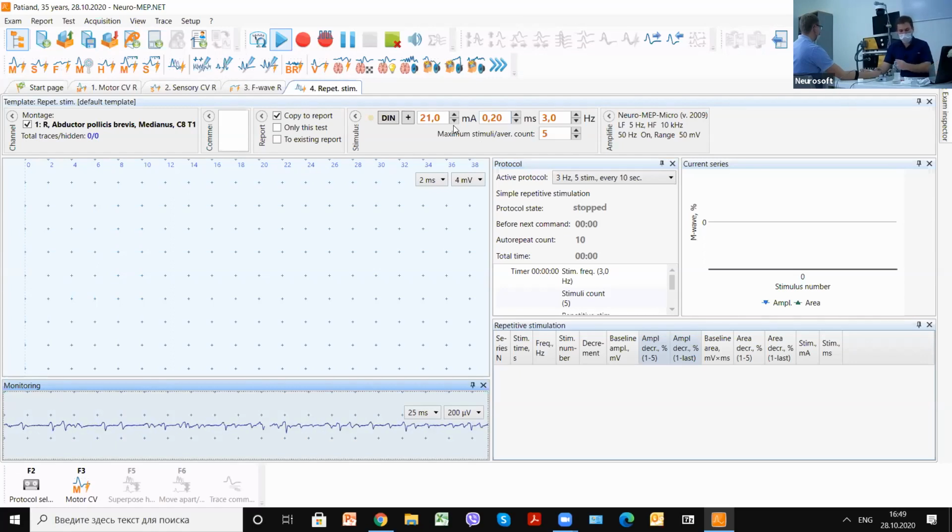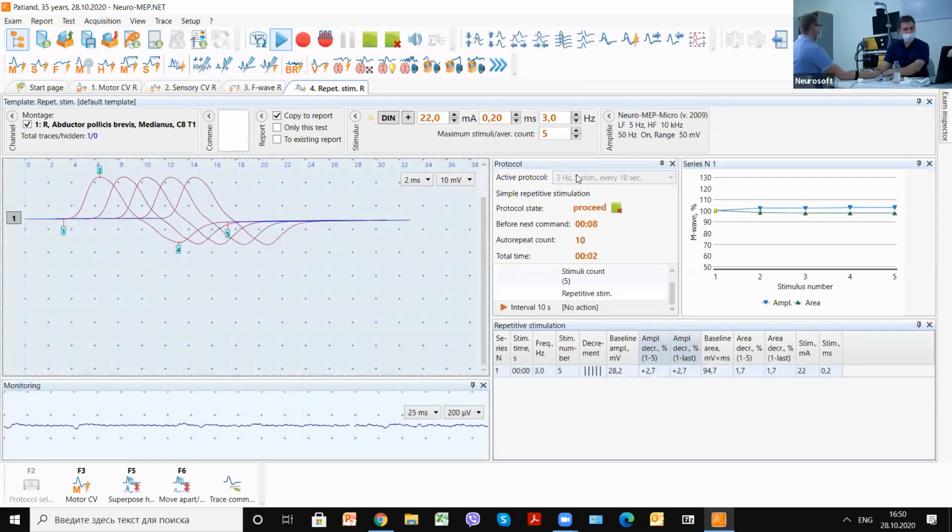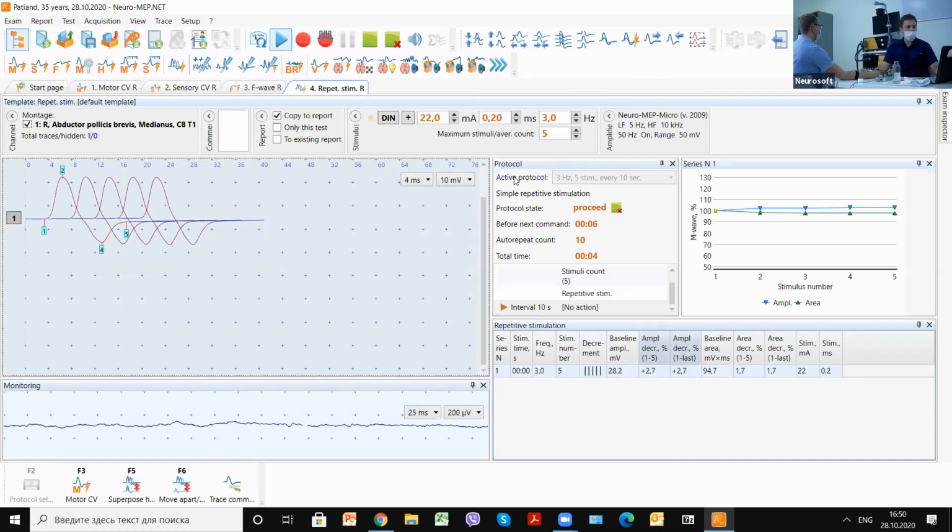We use supramaximal stimulation at that point and ask the patient to relax, and we start stimulation. Classically, we use low frequency 3 Hz stimulation. We start stimulation, and we will look at the 5 answers.